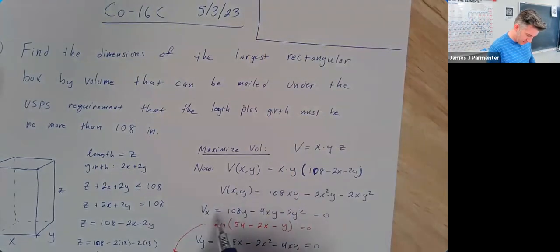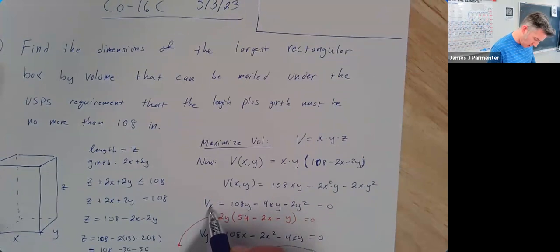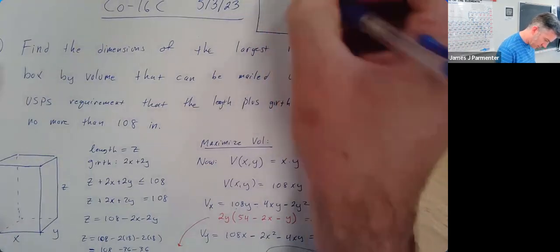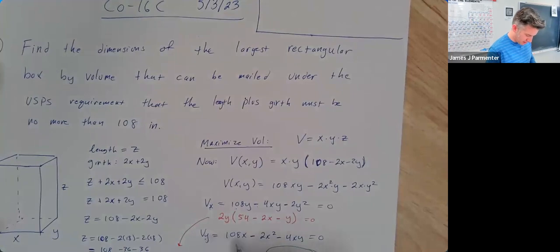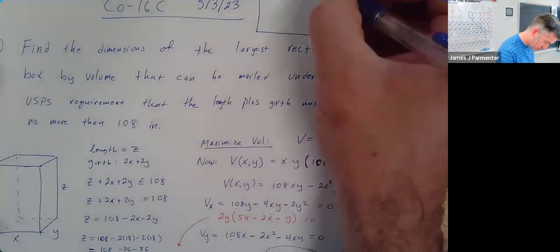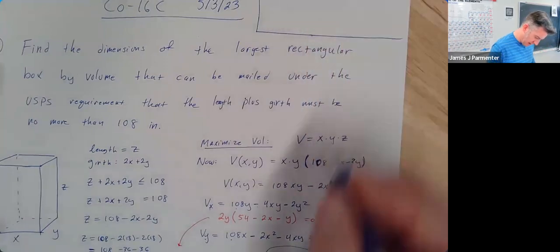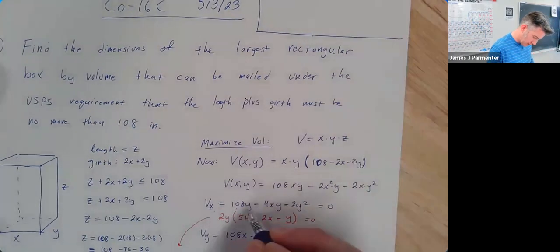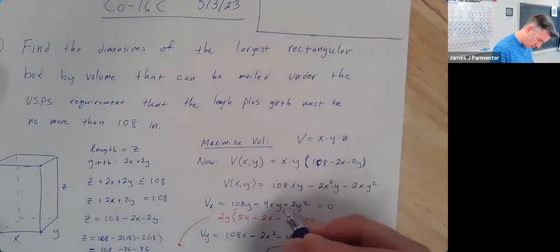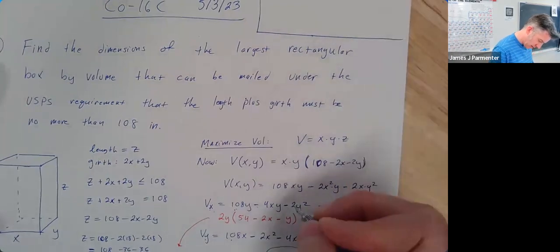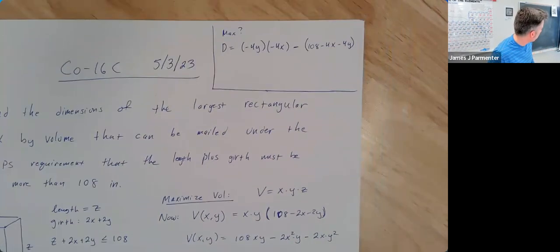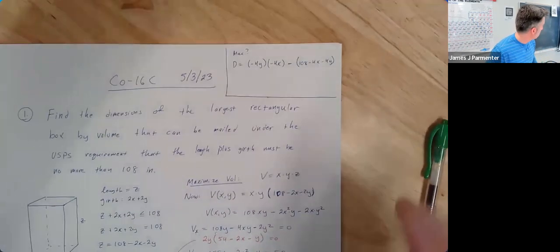Well, let's find Vxx and Vyy. So Vxx, looking down here, is going to be 0 minus 4y minus 0. So Vxx is minus 4y. Vyy is going to be 0 minus 0 minus 4x. And then finally, Vxy is going to be 108 minus 4x minus 4y. Yep, sorry, yes, of course. Apologies. I forgot I zoomed in so much.